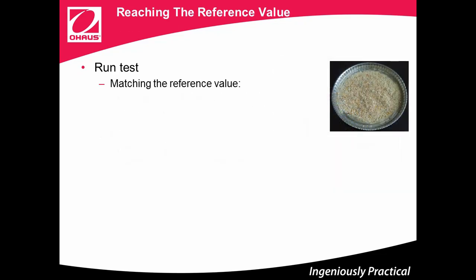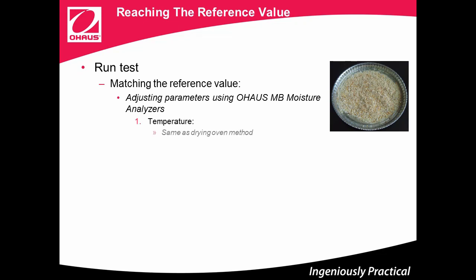Reaching the reference value. The following steps will show you how to adjust parameters to reach or match the reference value using OHAUS MB moisture analyzers. First, set the temperature. You can use the same temperature used in the drying oven method. Otherwise, here are some suggested temperatures.